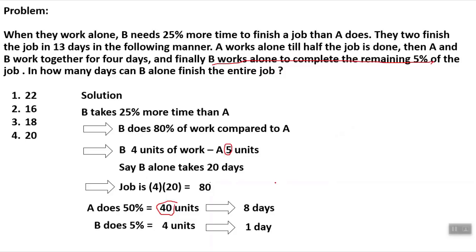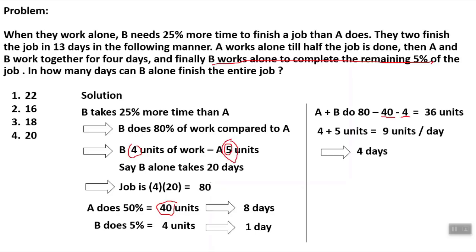Now what has happened in between? A working alone and B working alone. A and B together have done 80 minus 40 that A has done alone, minus 4 that B has done alone, equal to 36 units of work. But together, how many units do they do? They do 4 and they do 5, and therefore they do 9 units of work per day. And therefore, together, they must have taken 4 days. So what is the total then? 8 days of A alone, 4 days together, then 1 day B alone, which is 13, which is exactly what is given, that they take 13 days.